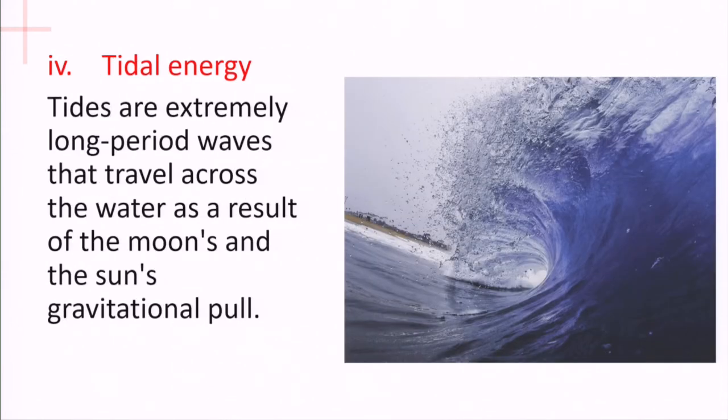Next, coming to tidal energy, which is another renewable form of energy. Tides are extremely long period waves that travel across the water as a result of the moon and the sun's gravitational pull. The rise and fall of the sea surface on a regular basis is what we call tides, which originate from the ocean and appear as they move towards the coastlines. Since tidal energy is produced by the ocean's natural rise and fall, this resource can never dry up, and hence it is called a renewable source.